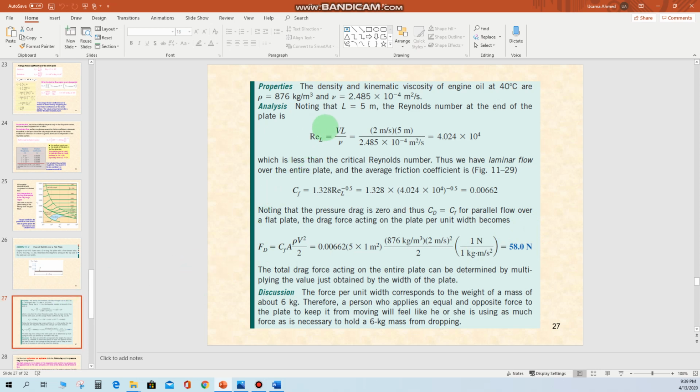The important thing here is how you calculate the Reynolds number, and then which equation you can use to estimate the coefficient of the drag force, either the coefficient of friction or the coefficient of pressure. For flat plates, we only have to deal with the coefficient of friction. So this is all for today. Thank you.